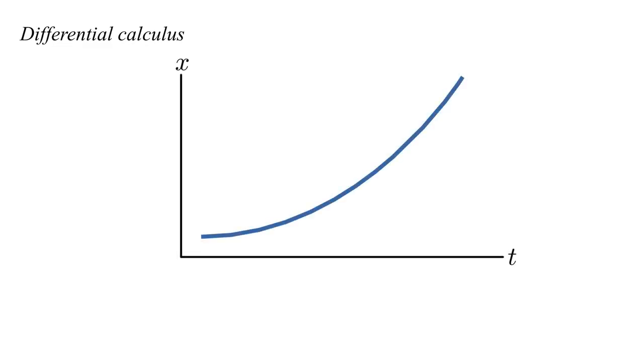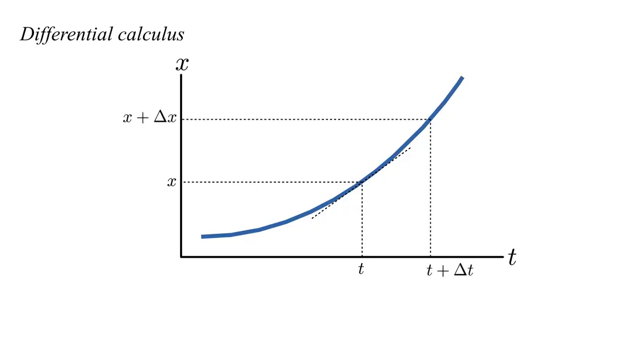We also developed the technique of differential calculus. If we plot the curve showing an object's position versus time, for a given time t, this tells us the object's position x. And the slope of the curve at that point tells us how fast position is changing with respect to time, which is the object's velocity.